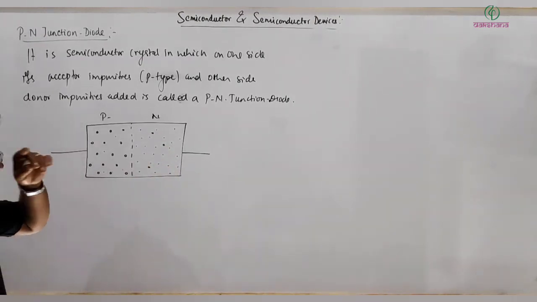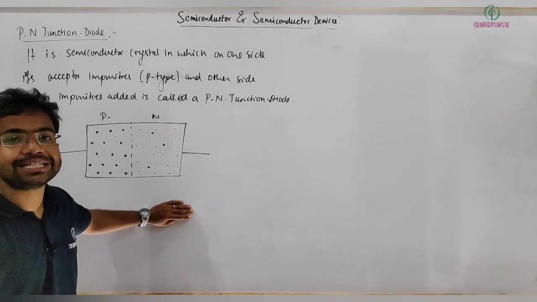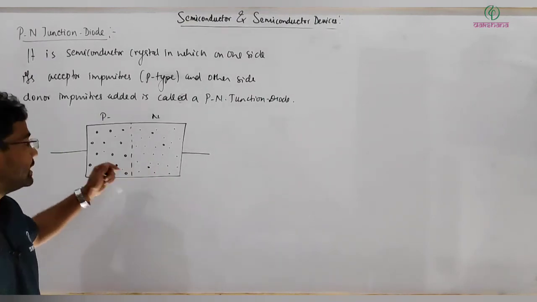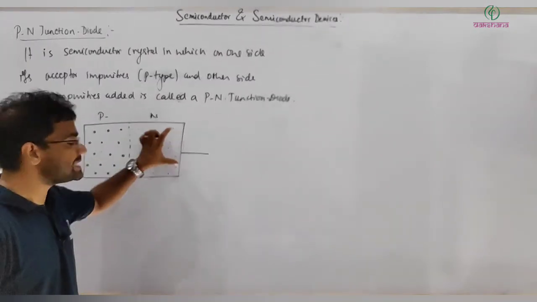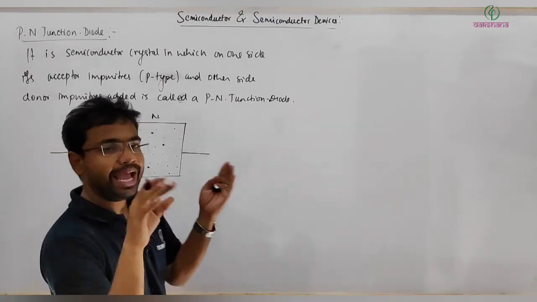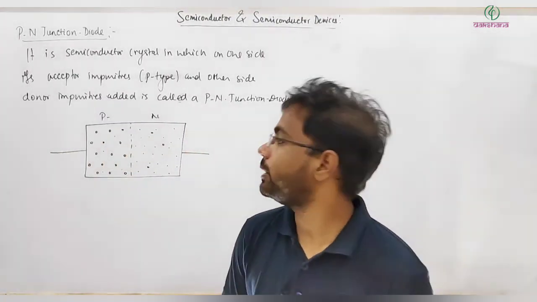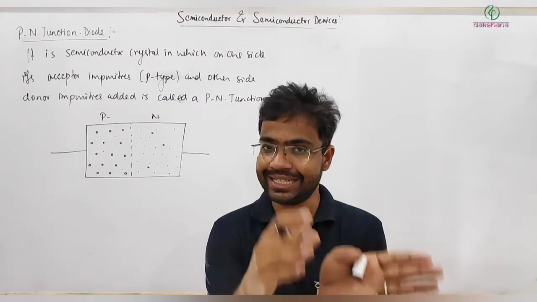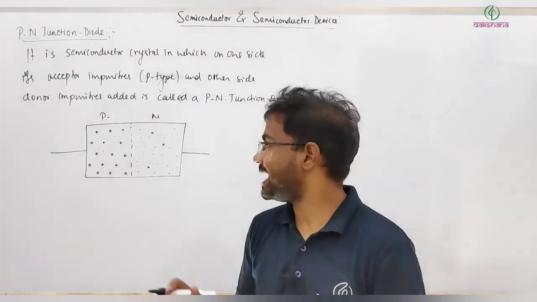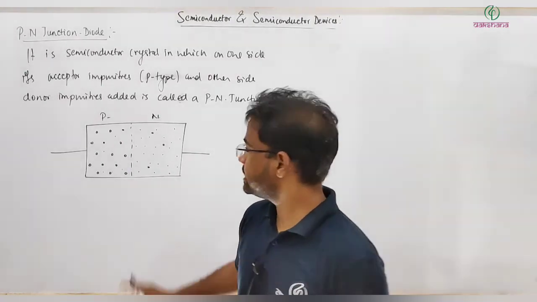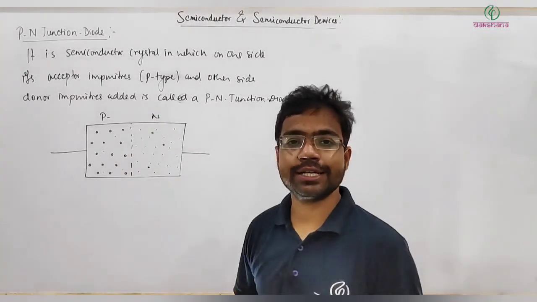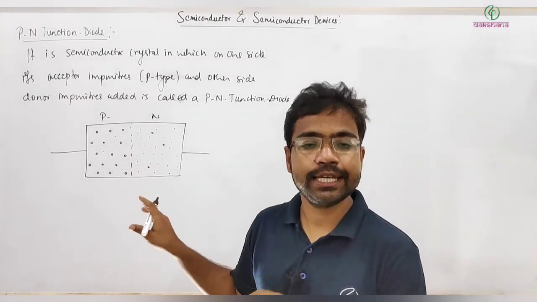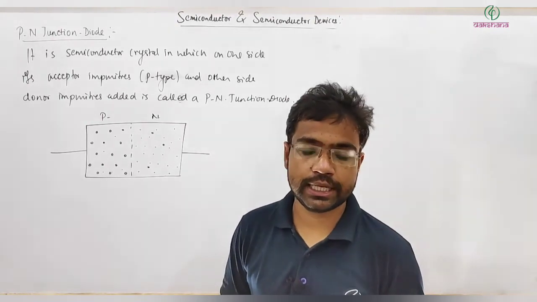Now initially, let's try to understand this more clearly. Let's say we have just added the impurities, then this will be the situation. But if we allow it to settle down, do you think the situation of this junction will remain just like this? Actually it will not be.